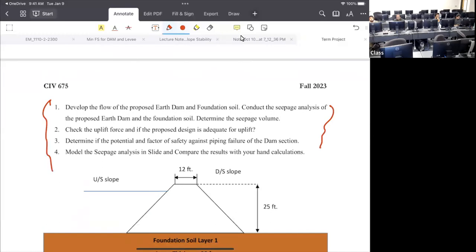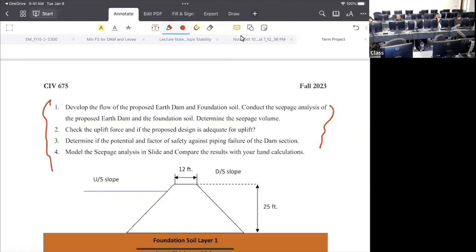Usually that was part of project 1. But in project 1, I also wanted some kind of hand calculation for the repair design. I feel like it's not a good idea within this time frame, so I took it out. I just want you to do the hand calculation up to the failure. Once you do that, you have to run the same analysis in SLIDE, which we're going to cover next week.